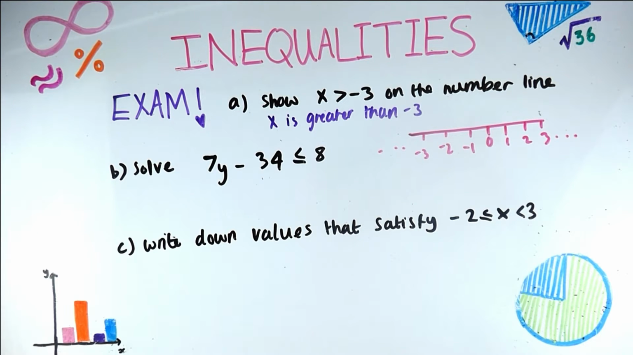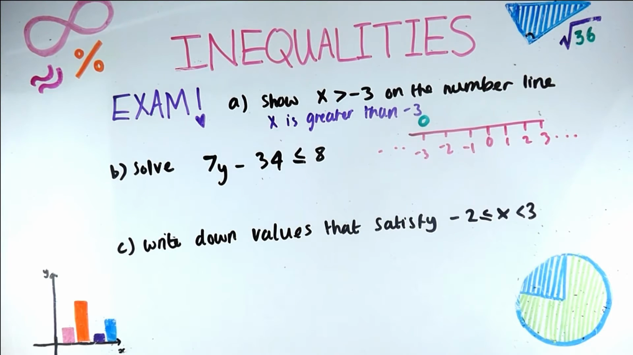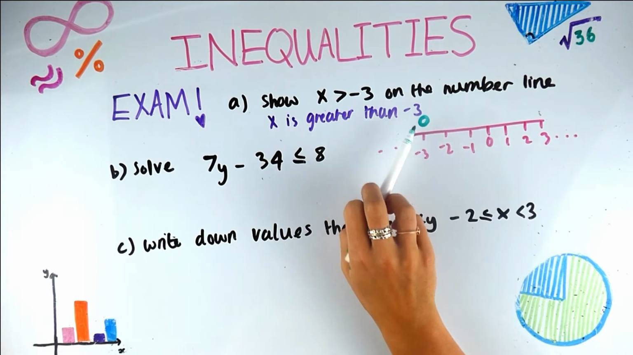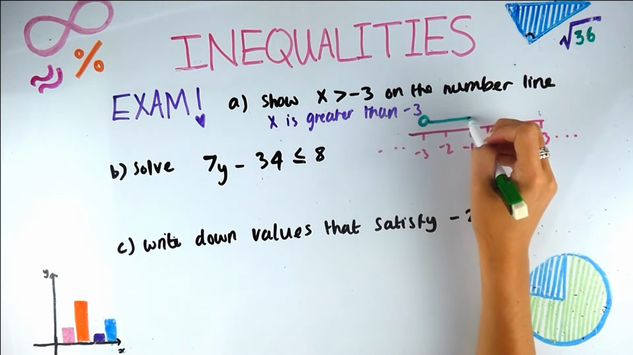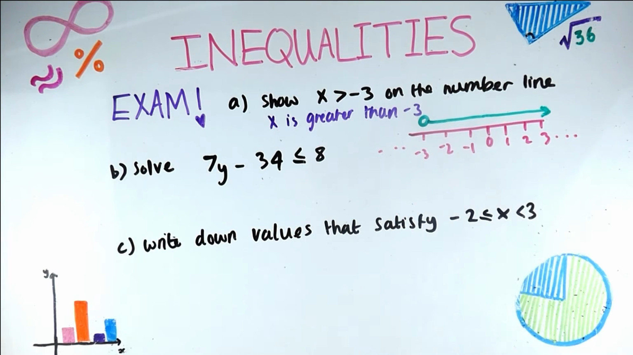So just as we practiced before, x is greater than -3. Go to -3, draw a circle. Look at the inequality to see if we should fill it in or not, and we shouldn't because it doesn't have the or equal to line, so we leave it empty. And greater than, so we know we're going all the values this way. So that's how we do that one.